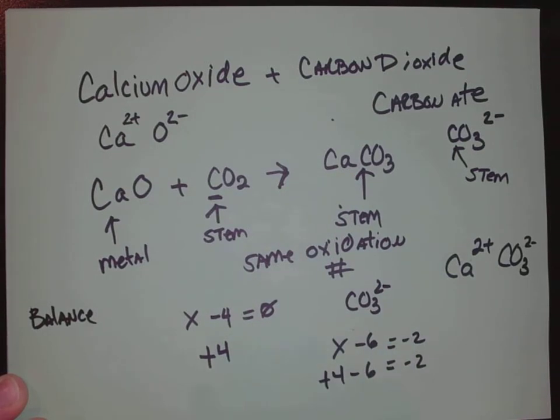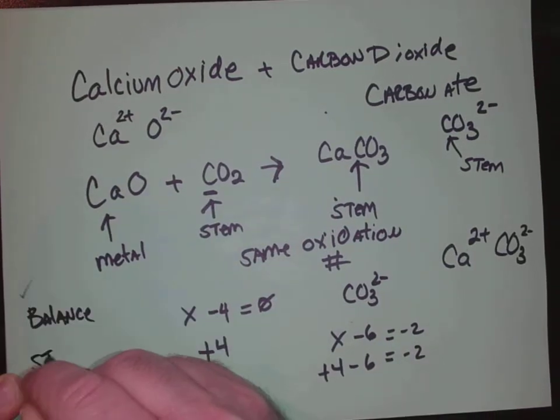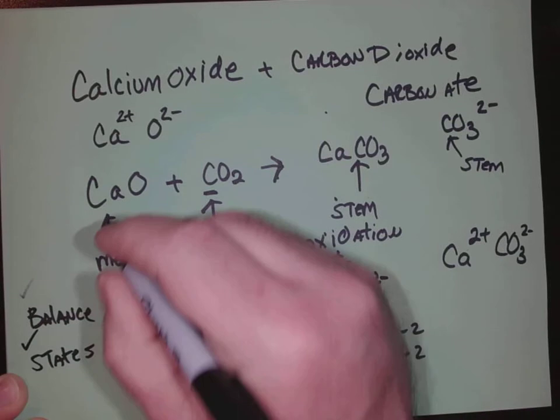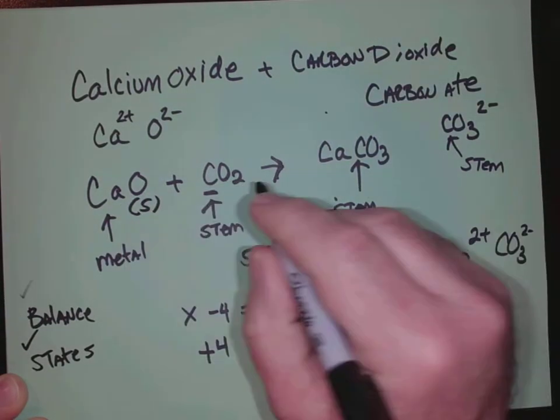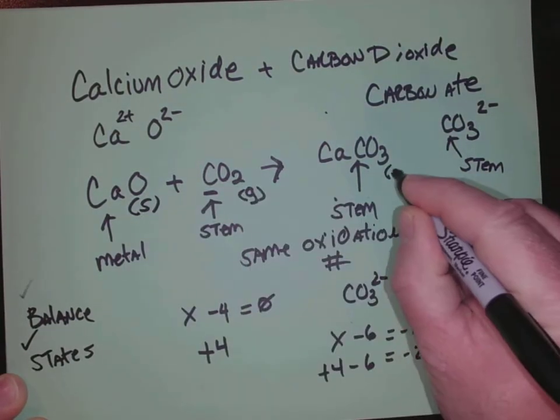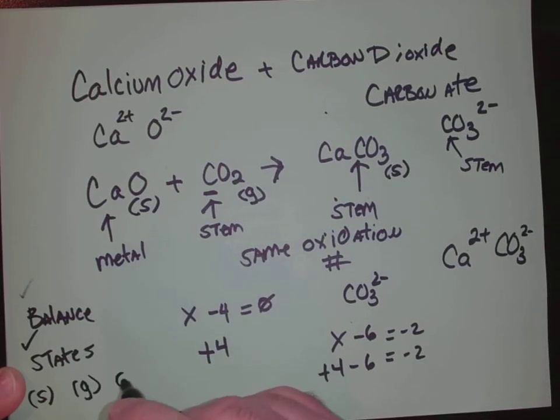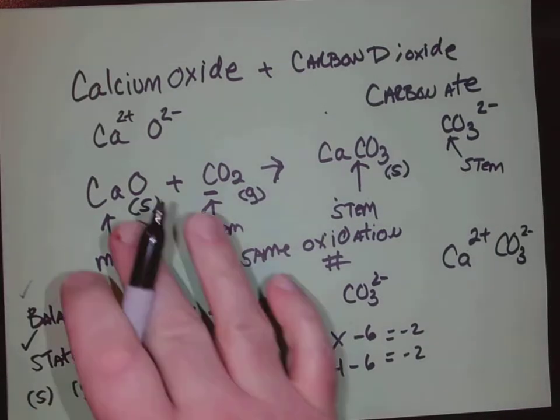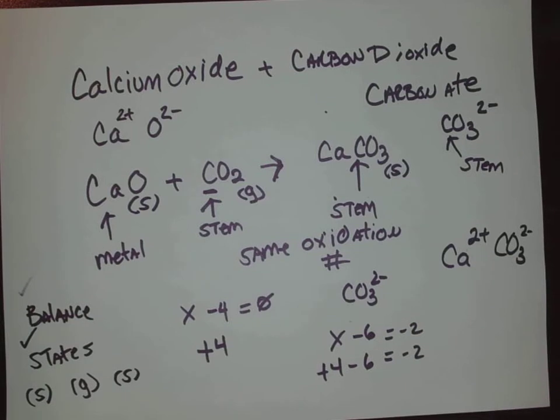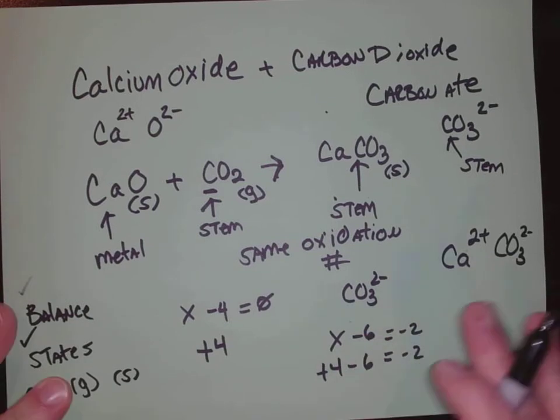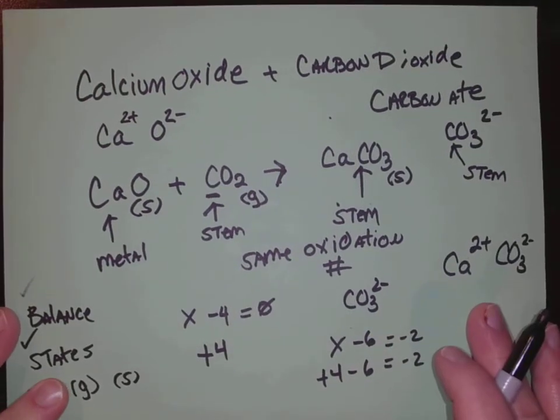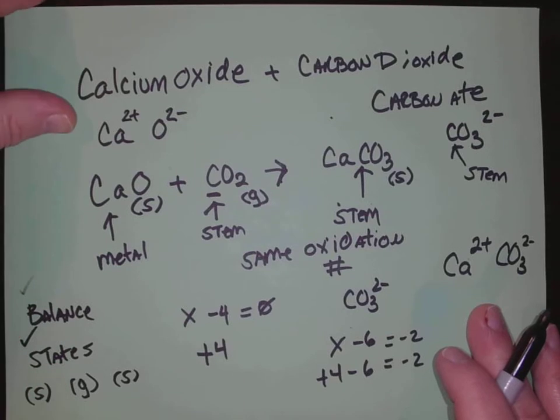All right. Now, as far as the states, so get the balancing done. States are pretty simple for this. This will always be a solid. This will always be a gas, and this will always be a solid. So it's going to be solid, gas, solid. All right. Again, in these reactions, you're going to have 3 things. All right. I know it's a lot to unpack. Okay. So if again you want to rewatch this part of the video again before we go on to the next example, please do so.